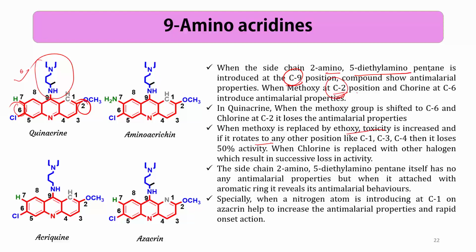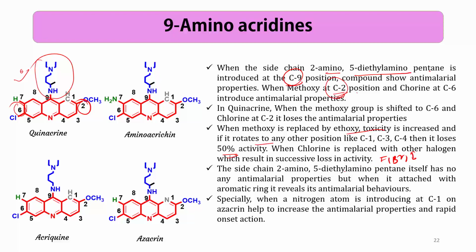And if it rotates to another position, it loses about 50% of activity because it changed the fold. It changed the cavity to bind with the amino acids or with the proper enzymes to stop the increase in plasmodium concentration. When chlorine is replaced with another halogen atom like F, Br and I, there is a successive loss in the activity. So if we replace the chlorine with another halogen, F, Br, I, we face a lot of problems and lose the activity.